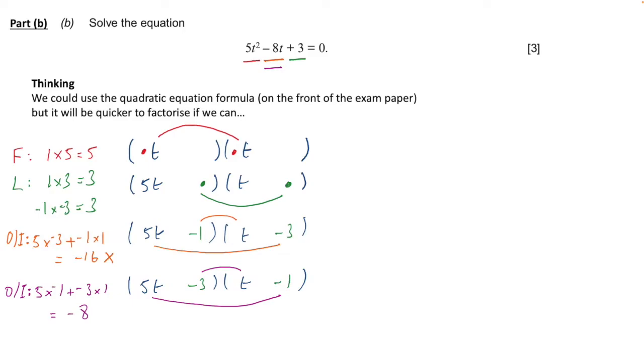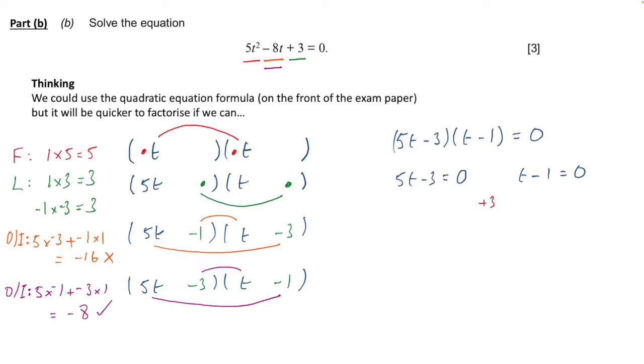So we haven't finished yet, because what we need to do is to put that equal to 0. Now, if two brackets multiplied equals 0, then one of the brackets must be 0. So that means either we've got 5t minus 3 equals 0, or we have t minus 1 equals 0. There's no other way for two numbers multiplied to give us 0.